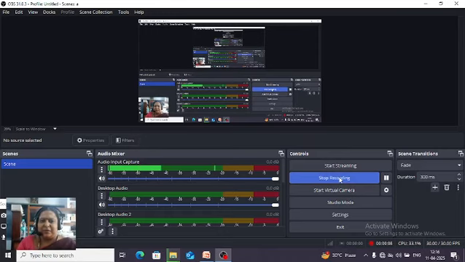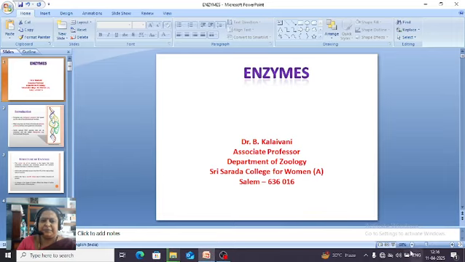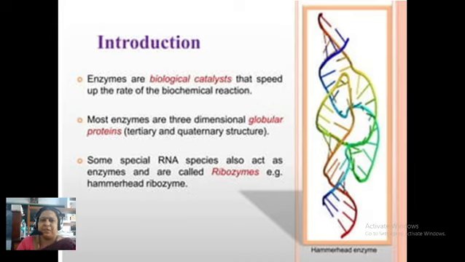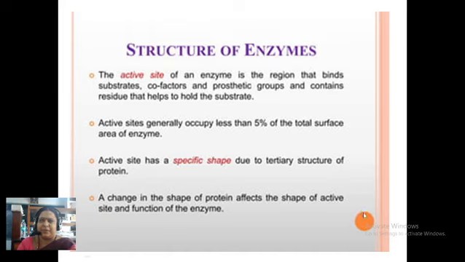I am going to discuss the topic enzymes. Enzymes are biological catalysts that speed up the rate of biochemical reactions. Most enzymes are three-dimensional globular proteins, that is, tertiary and quaternary structure. Some special RNA species also act as enzymes and are called ribozymes. Example, hammerhead ribozyme. So this is the structure of the hammerhead enzyme.